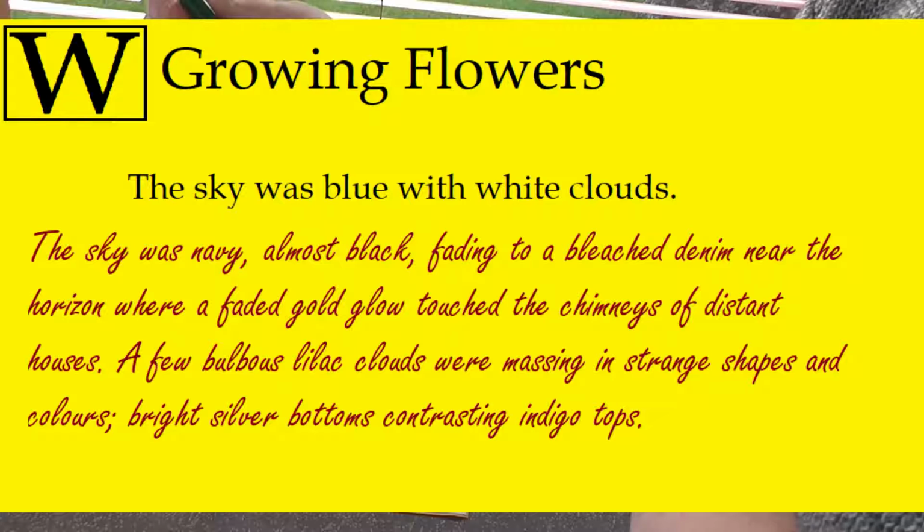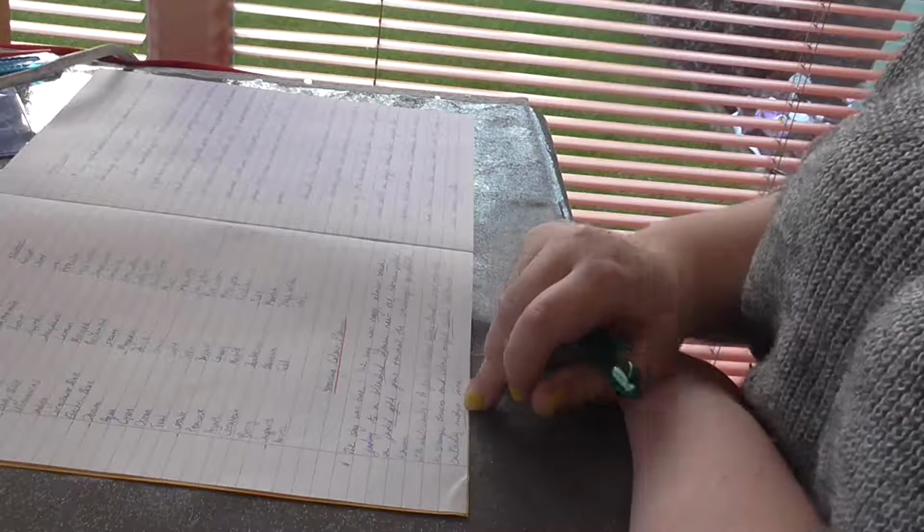So here I've separated my blue into navy and black and bleached denim with a little bit of faded gold. Okay, so I've built on something, because if you look at the sky, it's never one consistent colour. It's always slightly different towards the horizon, particularly when it comes to sunrise or sunset. Okay, so then moving on to the white clouds bit. So a few bulbous lilac clouds were massing in strange shapes and colours, bright silver bottoms contrasting indigo tops. So indigo being really, really dark blue, almost black again, and then silver and lilac. I think there is an interesting correlation when you look at sunrises and sunsets and look at the clouds. They gather really interesting colours because of the way the water droplets kind of refract and gather light. So I like that as an opening, okay?